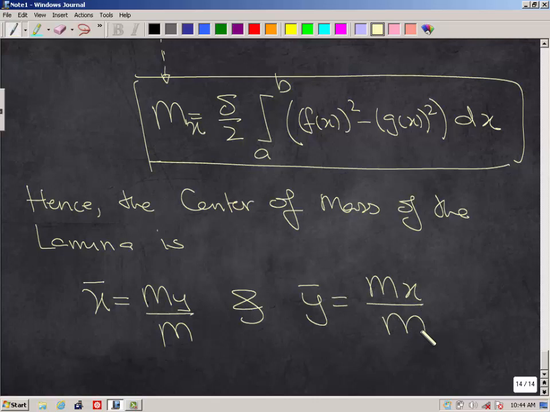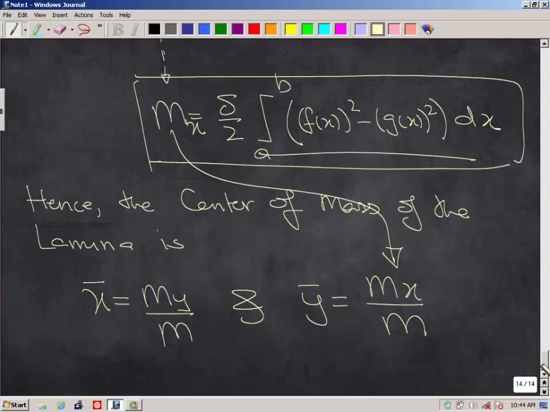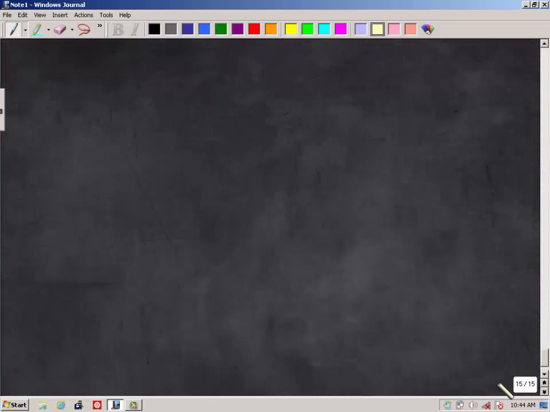So this is where the integral comes in. What is m sub x? M sub x is right here, this formula. I'm not writing that whole formula down again. And then m sub y is what? M sub y is right here to find x bar. So these are the two formulas that we're going to use, where m sub y, m sub x, and m are given above. I just derived them for you. So let's do some examples.